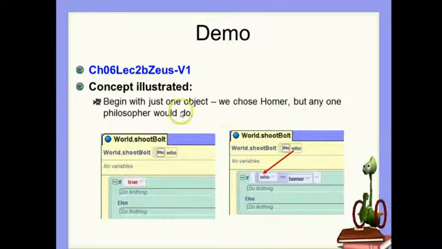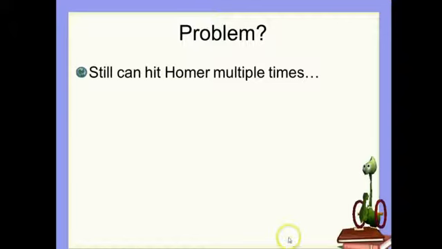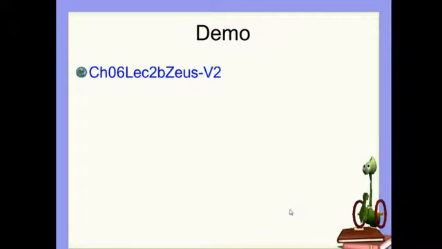Okay, so we began with just one object, and again we chose Homer, but anything will do. And so you saw how this was done. This is using the math functions. You start with a blank if statement, and then you drag in the who tile, and then you select it equals to Homer. As we saw, the problem was we can still hit Homer multiple times. Well, let's see if this version will fix it.